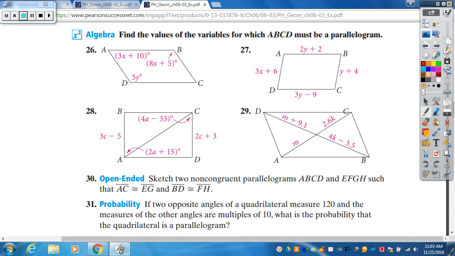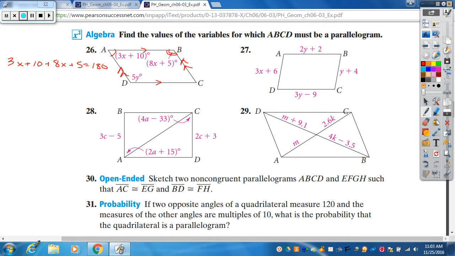Number 26, what do we know about the angles here? Well, we know that with the opposite sides being parallel, this angle here and this angle here would be considered same side interior angles. Well, what do we know about same side interior angles when lines are parallel? Well, they're going to be supplementary to each other. So I'm going to set up this equation right here, 3x plus 10 plus 8x plus 5 equals 180 degrees. Again, same side interior angles are supplementary.